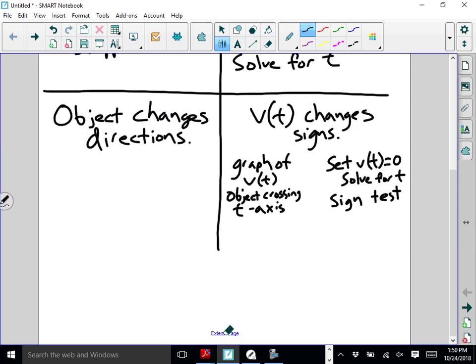So when we want to know when an object changes directions on a graph of v of t, we have to have a 0, but it has to be a 0 where we actually cross from minus to plus, from the lower half to the upper half, or we cross from the upper half to the bottom half. If it's an equation that we're working with, we want to set v of t equal to 0, solve for t, and do a sign test. We're only going to report answers if v of t actually changes signs at that 0, not just that it was equal to 0. Does that make sense?